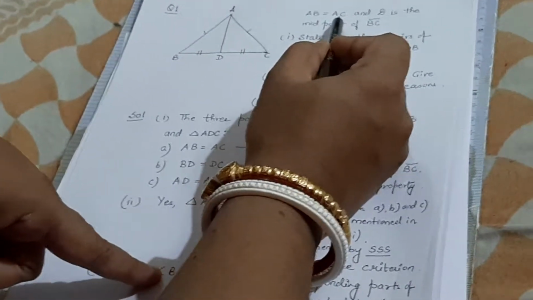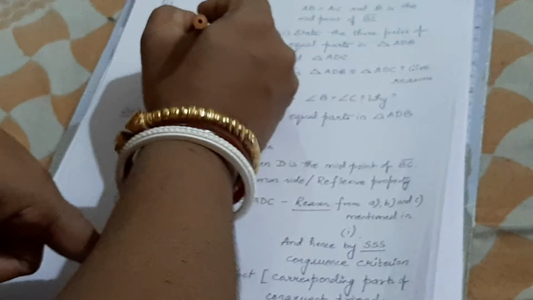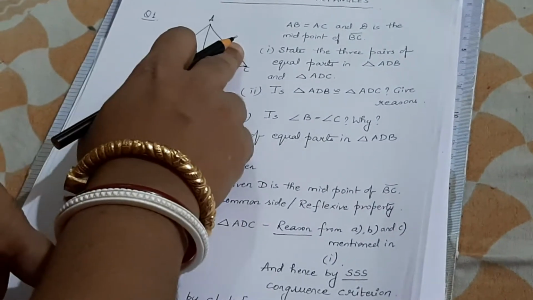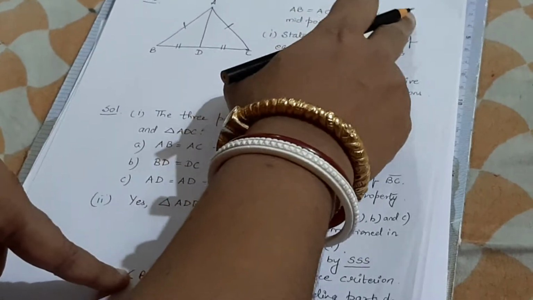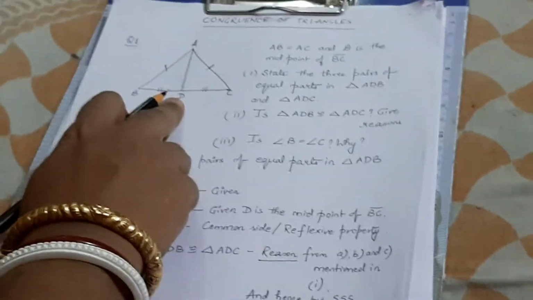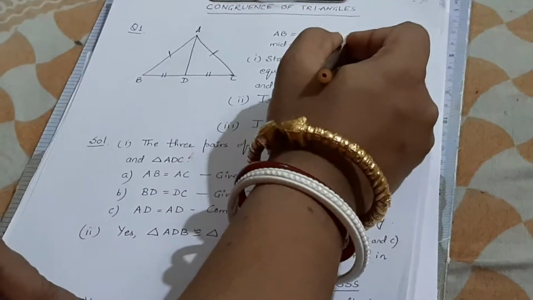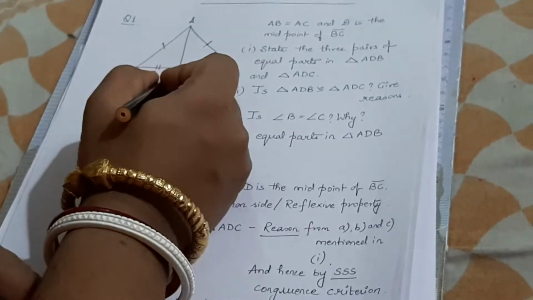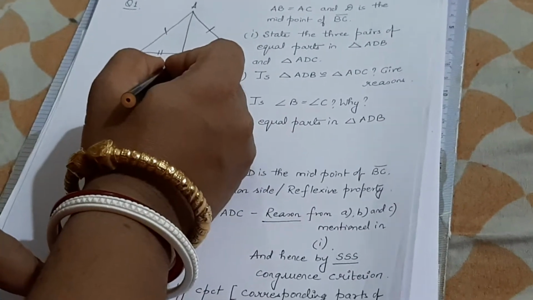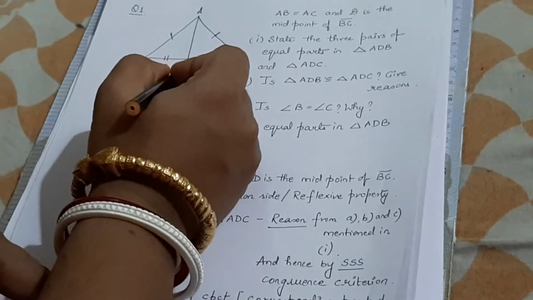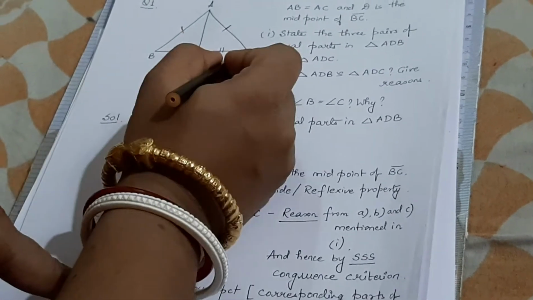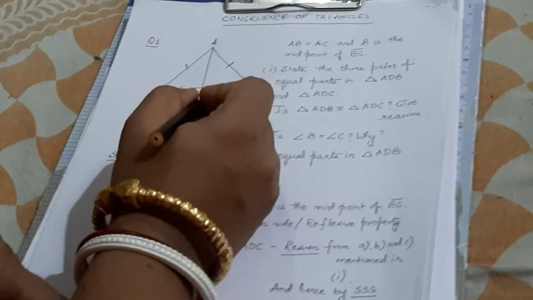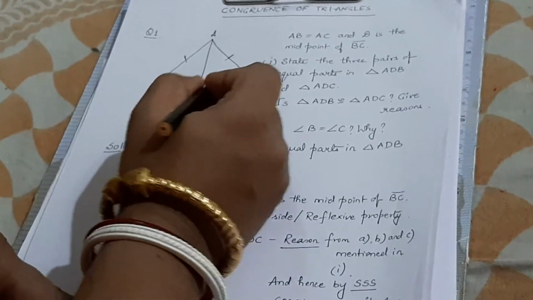AB is equal to AC. I am showing it with these two signs. So that means AB is equal to AC. And D is the midpoint of BC. So when I say D is the midpoint of BC, मतलब D जो है वो BC के बीच में है. So therefore this D is a point which bisects BC. Bisects means it divides BC into two equal parts. See, so that is why I have used this sign.